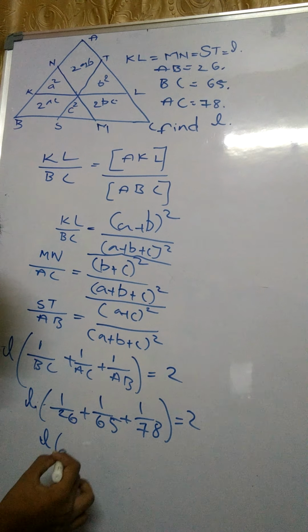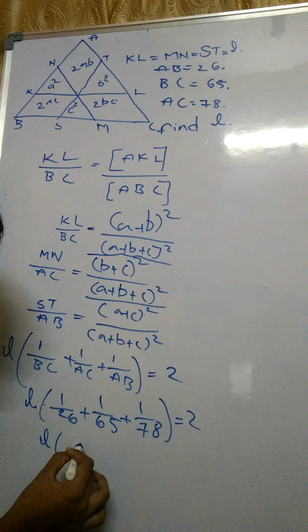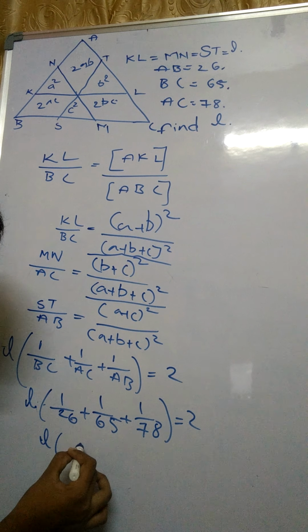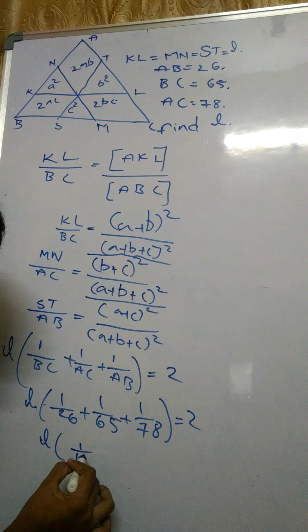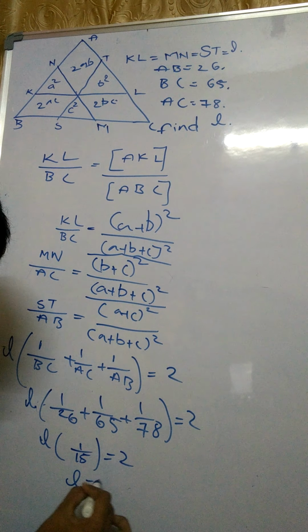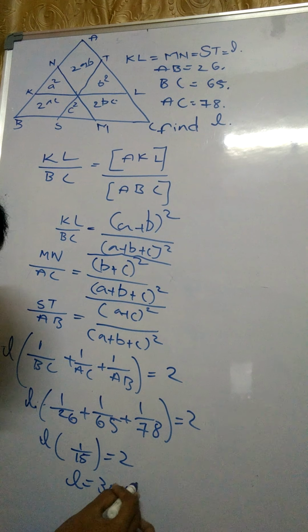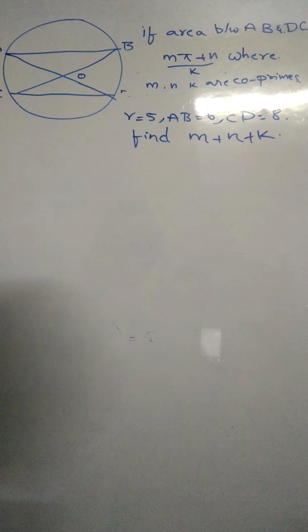L is equal to, if we simplify this, we will get 1 by 15 is equal to 2. L is equal to 30. We got this for the third question. Now let us solve our fourth question.